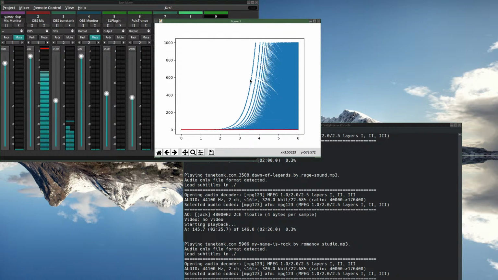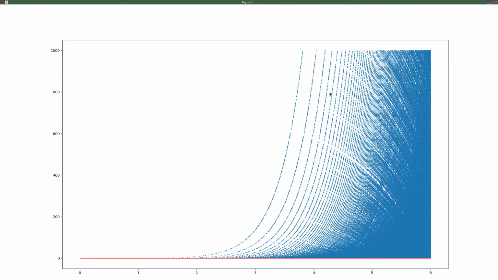Still such weird artifacts. What the hell is this doing here? Right there. Doesn't make any sense whatsoever. What the hell is this, man? Why?